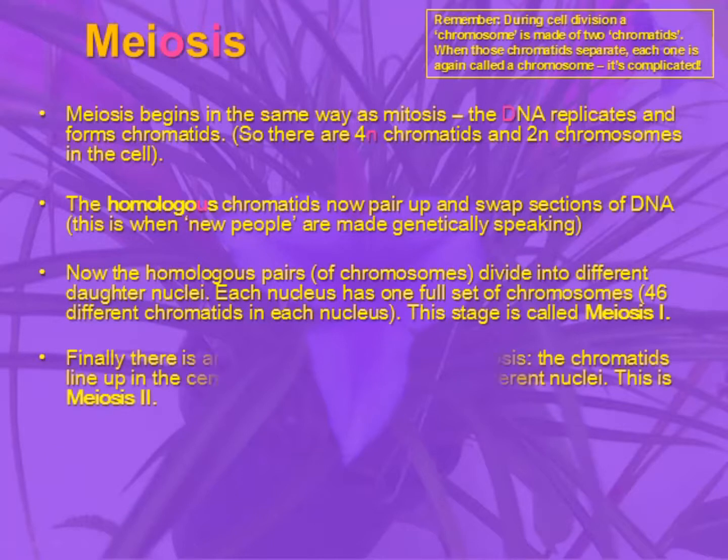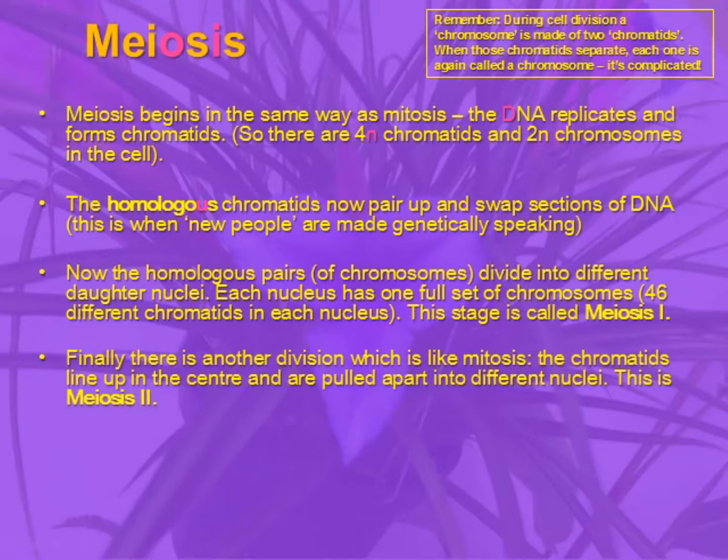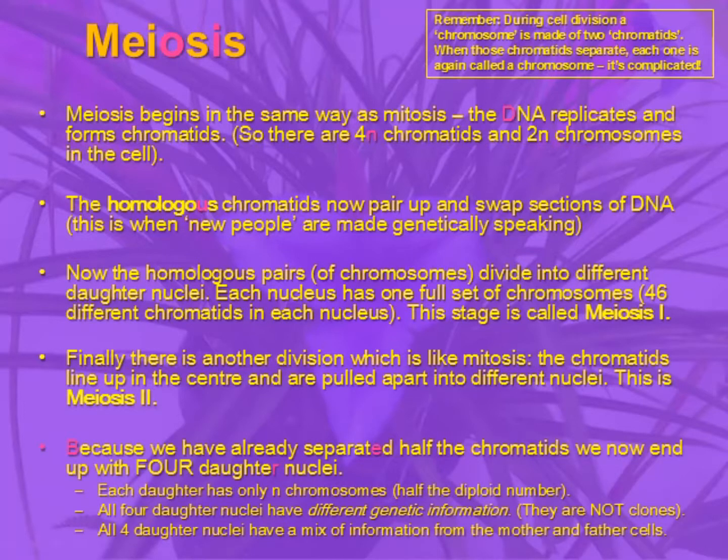What happens next? Well, there is another division, which this time is very much like mitosis. The chromatids line up in the center and are pulled apart into different nuclei, and this is the process of meiosis 2. So because we've already separated half the chromatids, remember, we now end up with 4 daughter nuclei. Each of our daughter nuclei has only N chromosomes, which is half the diploid number, otherwise known as the haploid number. And all 4 daughter nuclei have different genetic information. Not one of the chromosomes is identical to any of the others.